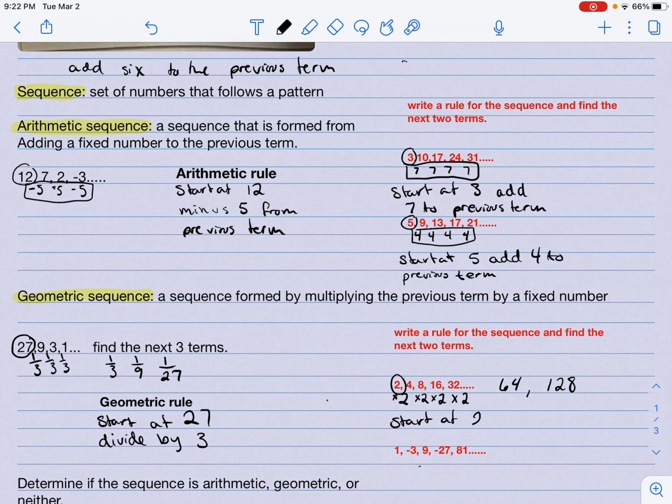Start at 2, multiply by 2. Okay, so there we've written our rule. Okay, and some you could say start at 2 and double the previous term.